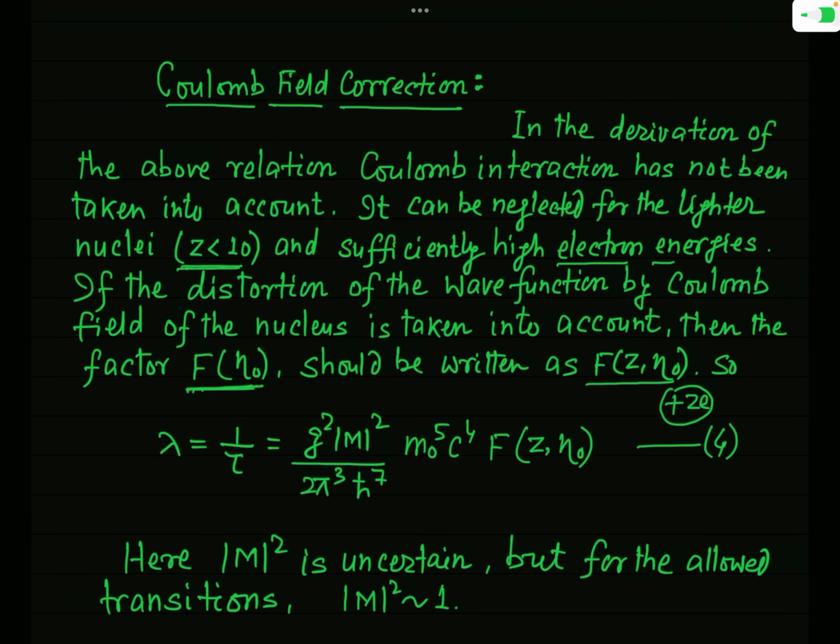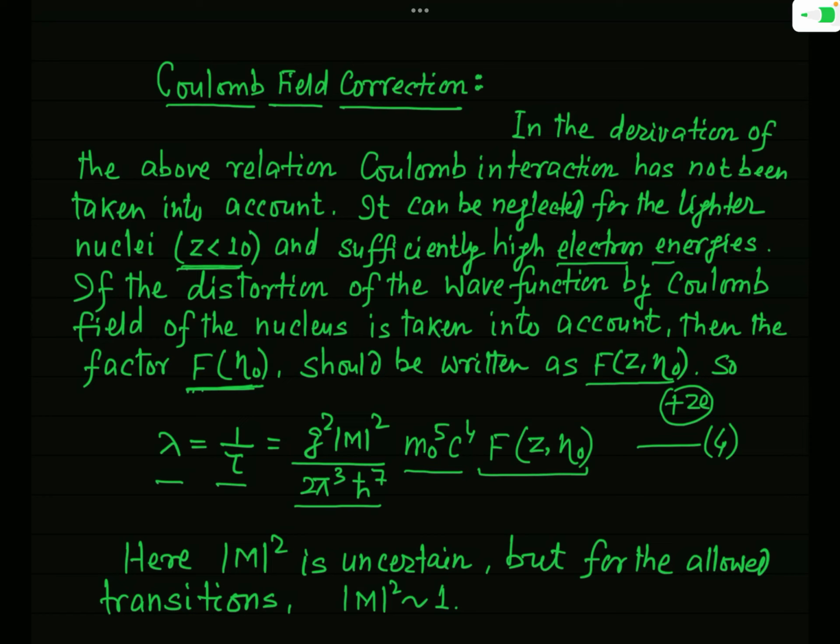You can see, in this condition lambda will be equal to 1 over tau, and that will be equal to g square mod of m square over 2 pi cube h bar to the power 7 m naught 5 c4 times f of Z, eta naught. See the difference.